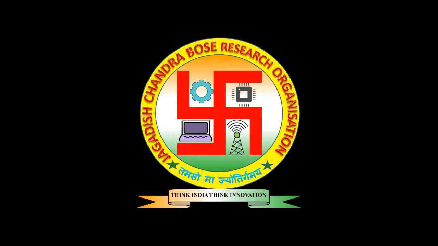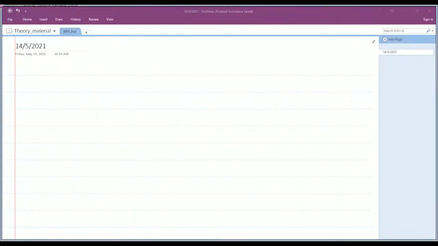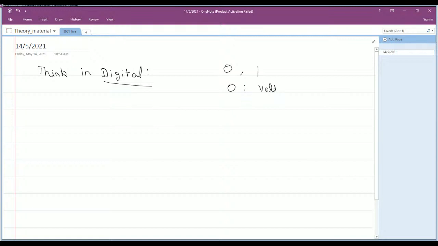So let's start with the basics. When we talk about the microcontroller, the first thing I used to say is, you have to think in digital. Think in digital. What do I mean by thinking in digital? Whenever you are trying to write a program for any hardware, you must think in digital, that means in zeros and ones only. So zero indicates that there is no voltage.